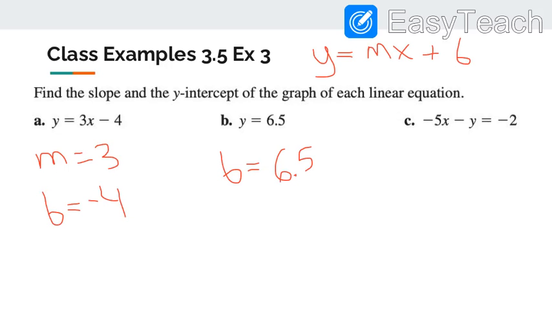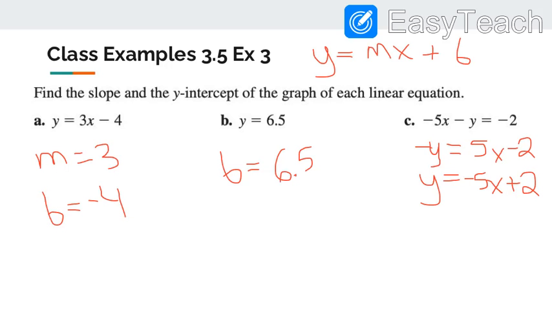Our last one is not solved in the same format. What a lot of people would do wrong with this is that they would just say, oh, there's a -2 and there's a -5. We don't want you to do that. You need to solve for y first here. When you start to rearrange this, you get -y is equal to 5x minus 2, and then you'd have to divide everything by that negative, so you get y equals -5x plus 2.